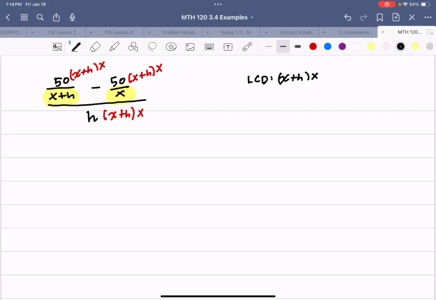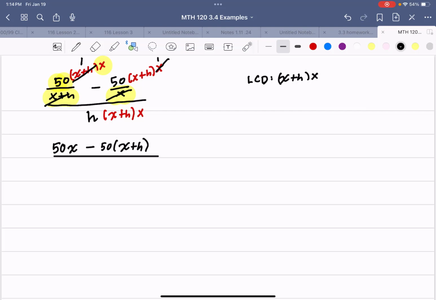Simplifying a little bit, the x plus h divides into x plus h and leaves a 1. The x divides into that last x and leaves a 1. And so left in the numerator is a 50 and an x. So 50x minus a 50 and an x plus h.